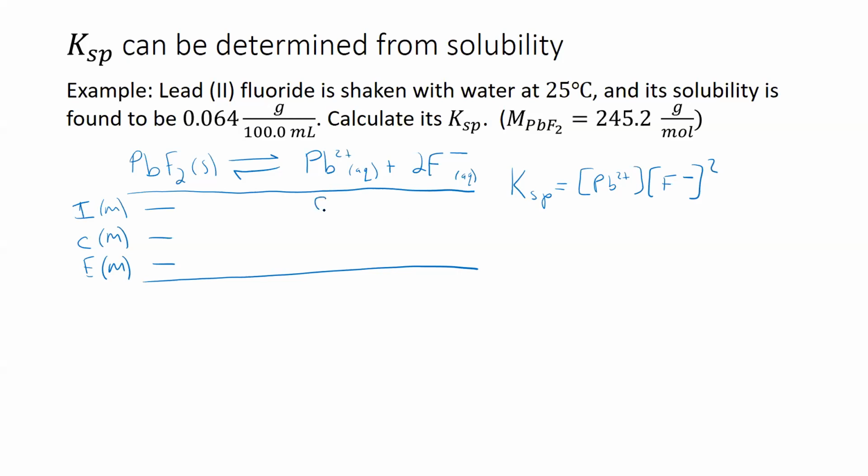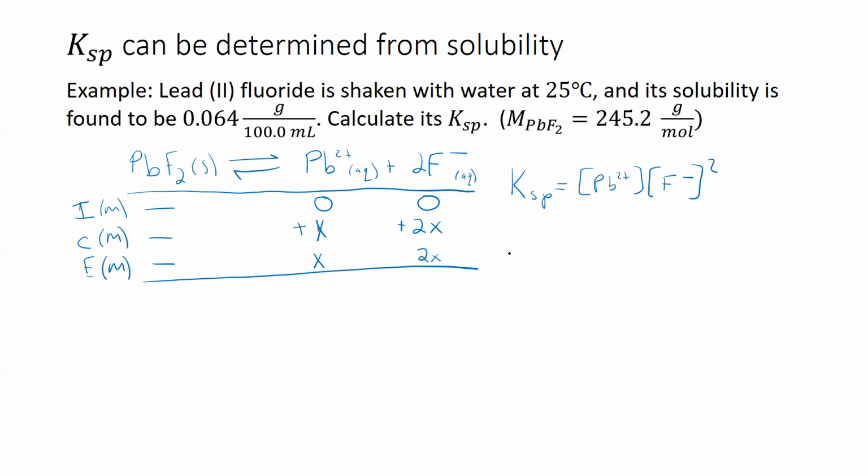So before any lead dissolves, we've got a 0, right? And a 0 for fluoride. For every 1 lead fluoride that dissolves, we get a lead 2+, so plus X, but we also get 2 fluorides, right? So it would be plus 2X. And so at equilibrium, we've got X for the lead 2+ concentration, and we've got 2X for the fluoride concentration.